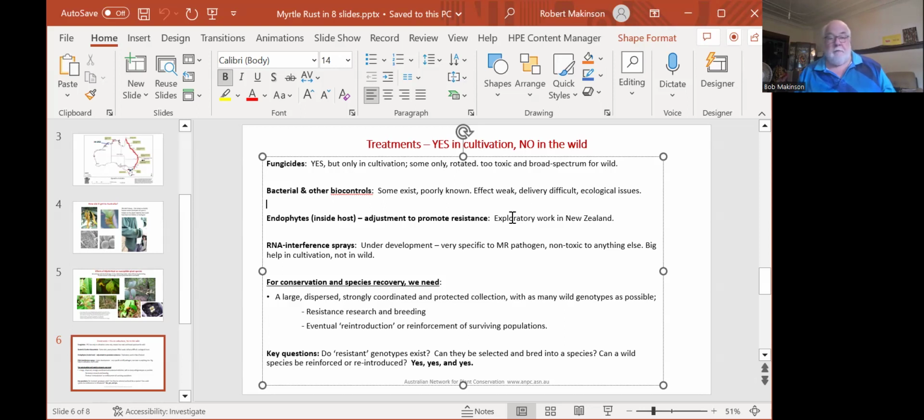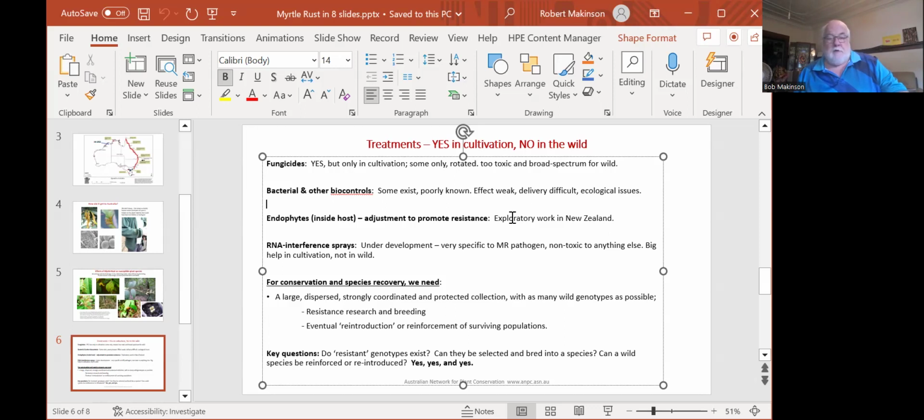The persistence of the RNA interference spray is also a bit uncertain at this stage. It's of the order of weeks at this point. Whether that can be extended at all is an open question. So there are treatments for cultivation, but not in the wild by and large. So for conservation and species recovery, we really need a large, dispersed, strongly coordinated and protected collection with as many wild genotypes as possible, as much variation as there is in the wild, if we can possibly manage it.